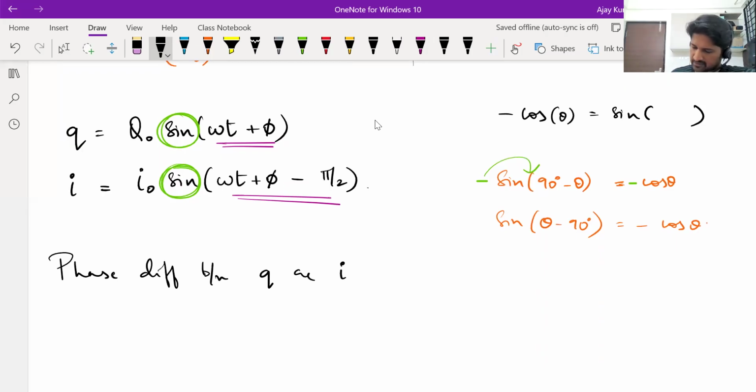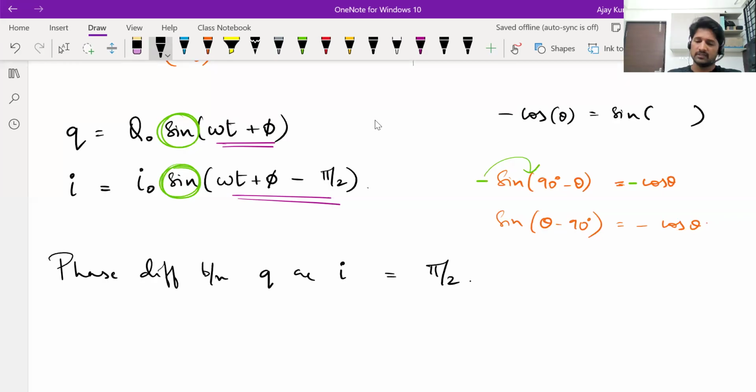Phase difference between charge and current. Obviously, you can just see and tell it is pi by 2. Pi by 2 means 1/4 of a cycle. 2 pi is one full cycle. Pi is half cycle. Pi by 2 is 1/4 of a cycle. So the charge function, as you can see, is ahead of the current function by a phase of pi by 2. Or you can say current is behind the charge function by a phase difference of pi by 2.